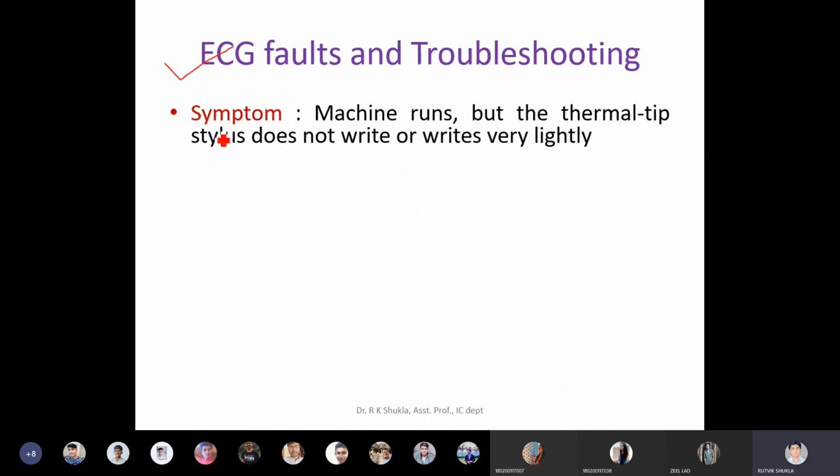Now the next part is ECG faults and troubleshooting. There are 4 faults which they have considered here. The first symptom which we are getting is the machine runs, but the thermal tip stylus does not write or writes very lightly.